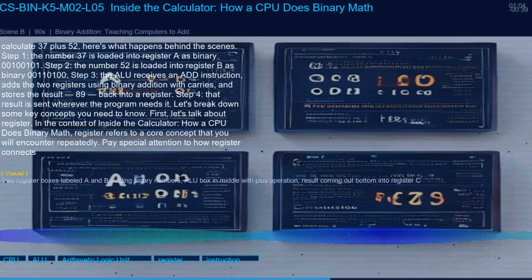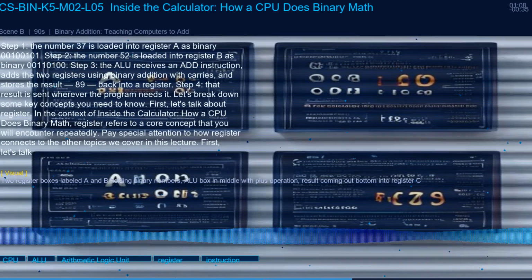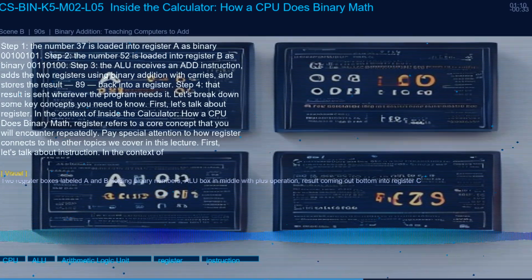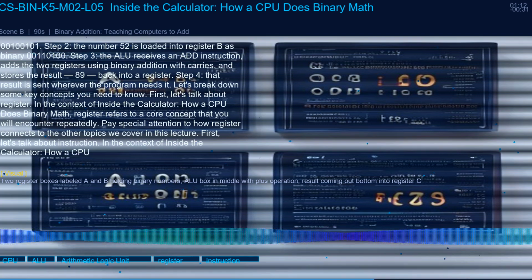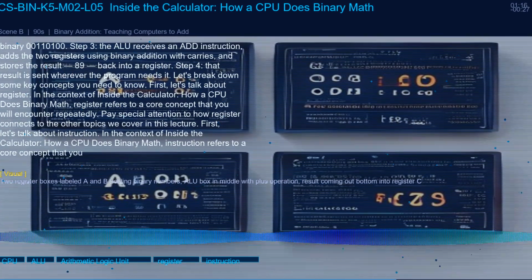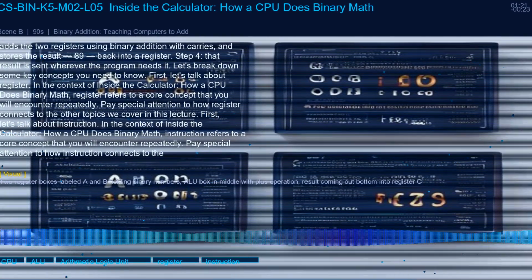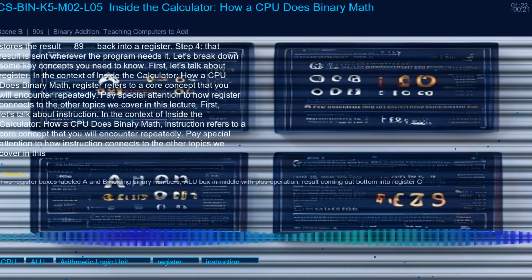Let's break down some key concepts you need to know. First, let's talk about register. In the context of Inside the Calculator: how a CPU does binary math, register refers to a core concept that you will encounter repeatedly. Pay special attention to how a register connects to the other topics we cover in this lecture.